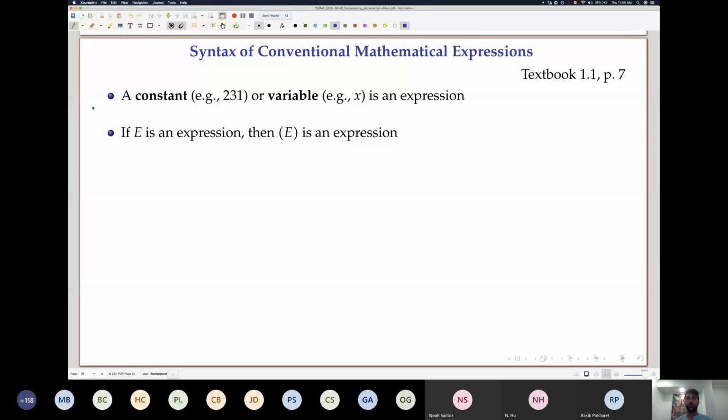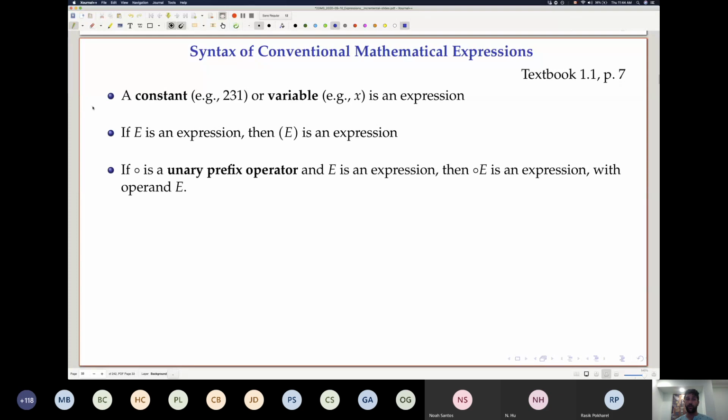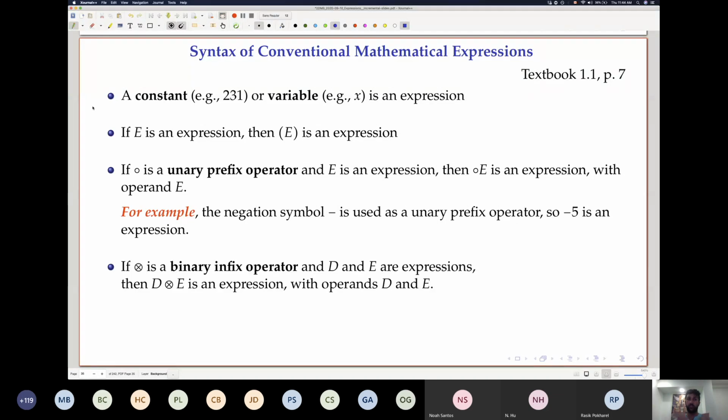So a constant or a variable, we're going to call those expressions. If you have an expression, then putting parentheses around it is an expression. If you have a unary operator like subtraction, but for a single number, so unary inverse or negation, then you can say like -5 is also an expression. Okay. If you have a binary operation, so binary takes 2, unary takes 1, right?